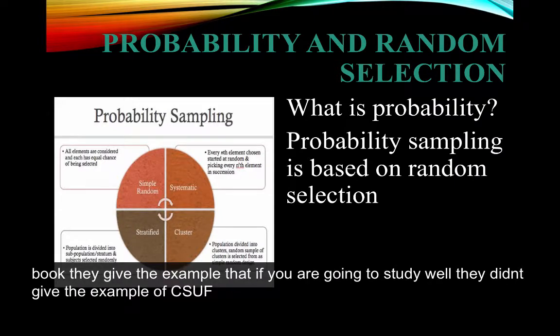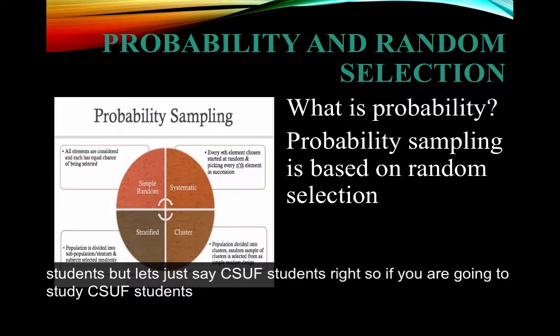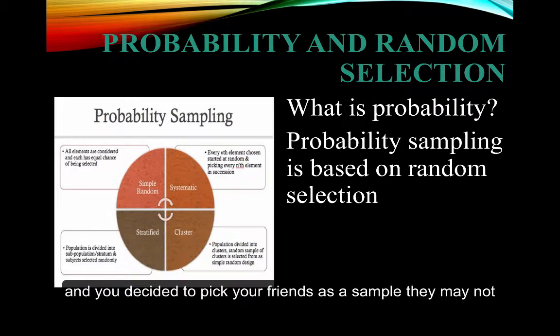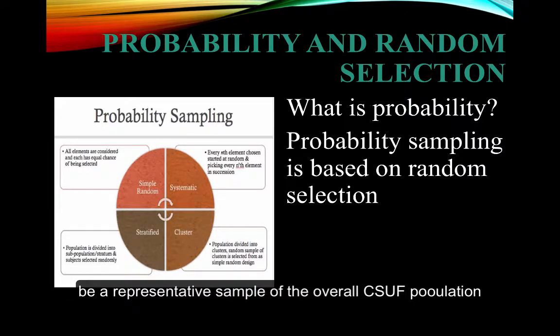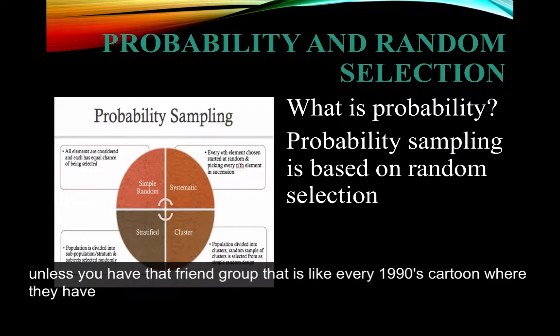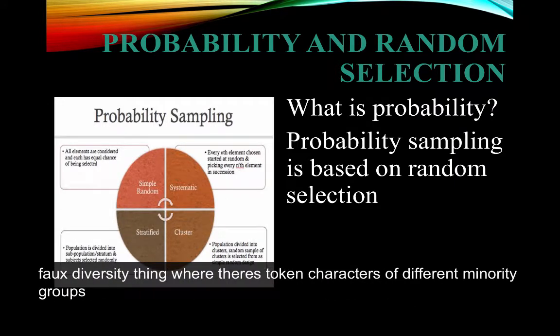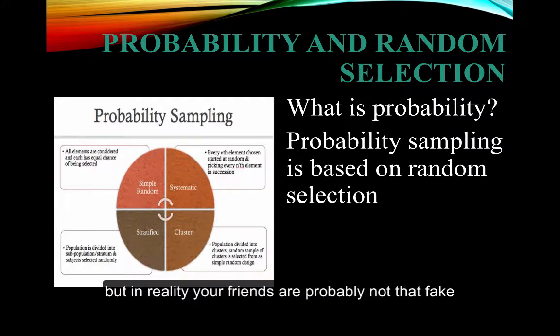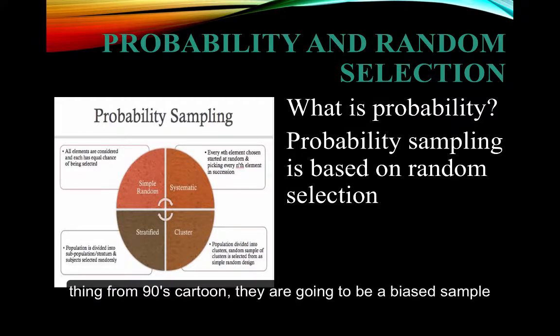So in the book, they give the example that if you were going to study, well, they didn't give the example of Cal State Fullerton students, but let's just say Cal State Fullerton students, right? So if you're going to study Cal State Fullerton students and you decided to pick your friends as a sample, they may not be a representative sample of the overall Cal State Fullerton population. Unless you have that friend group that's like every 90s cartoon where they had that faux diversity thing where there's token characters of different minority groups. But in reality, your friends are probably not that. They're going to be a biased sample, right?